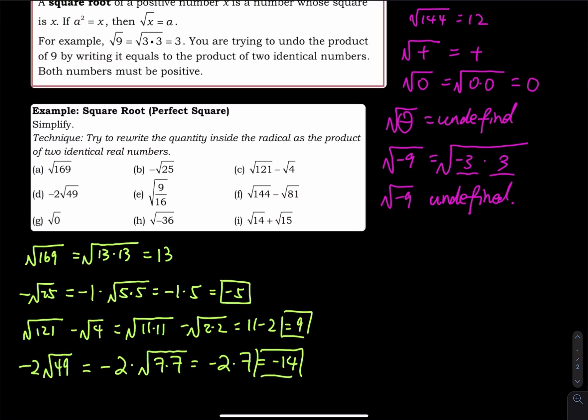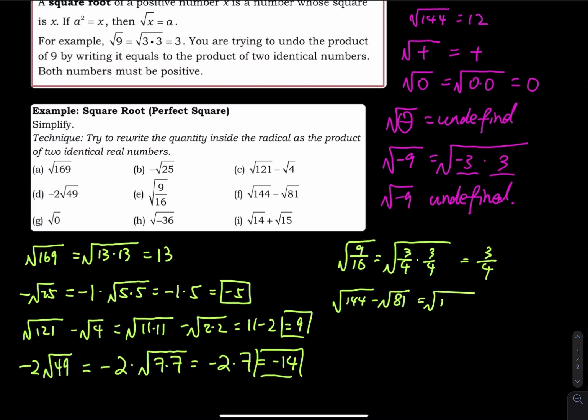And then the next one is the square root of 9 over 16, right? 9 over 16 is the same thing as 3 over 4 times 3 over 4. So that is just equal to 3 over 4. And then 144 and 81: the square root of 144 minus the square root of 81. 144 is 12 times 12. 81 is 9 times 9. So that is 12 minus 9 equals 3.